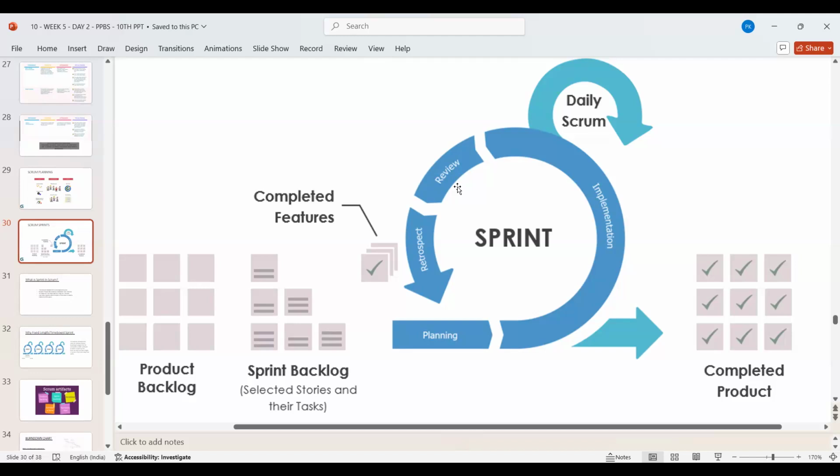Can somebody tell me what is a daily scrum or what happens in a daily scrum? Anybody want to try? Yeah, basically, a daily scrum is a 15 minute meeting wherein the team discusses what they worked on the previous day, what they are planning to work on that particular day, and any issues, obstacles, or impediments that the team might have.